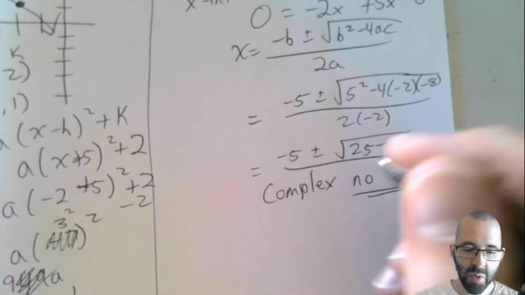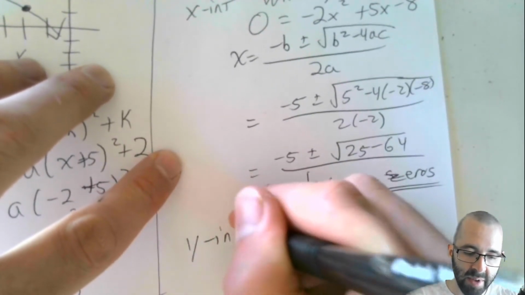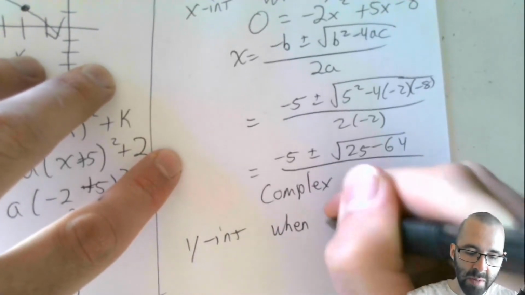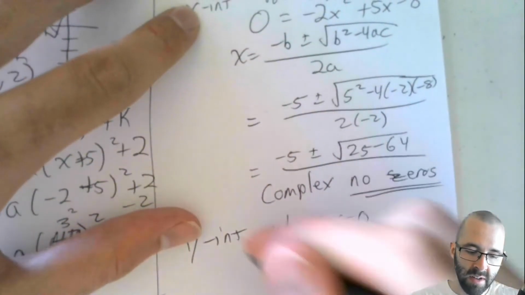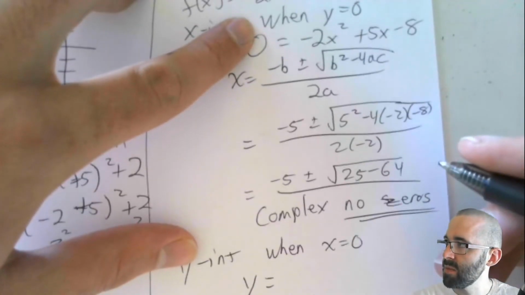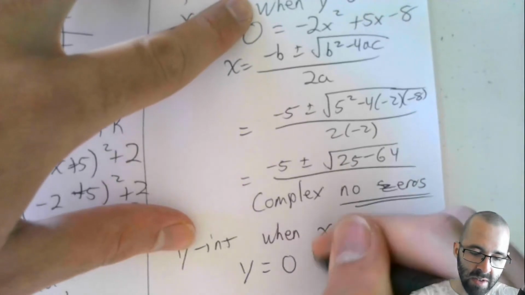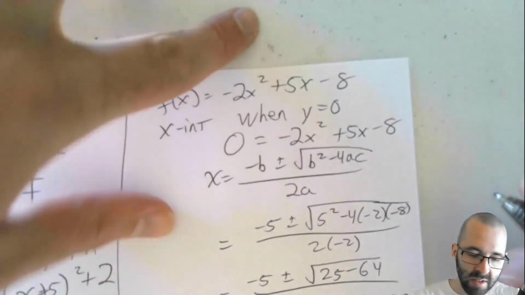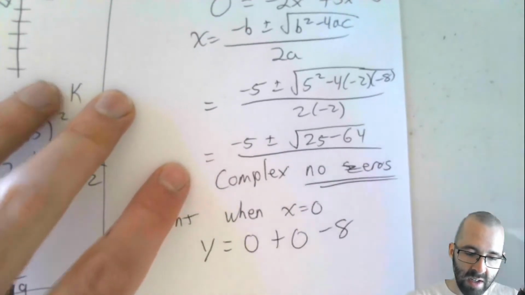So we can find the y-intercept though. That's also something we have to find. The y-intercept is going to be when x is equal to 0. That's going to be y is equal to negative 2 times 0 squared. That's 0. Plus 5 times 0, well, that's 0. Minus 8.